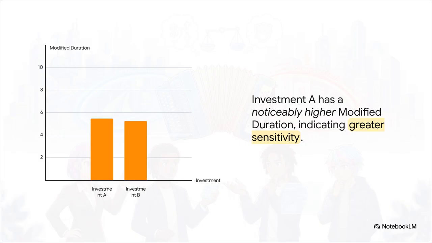And when you see them laid out like this, the difference is crystal clear, isn't it? Even though their time horizons were pretty close, investment A clearly has a higher modified duration, and that tells us it has a very different risk profile.